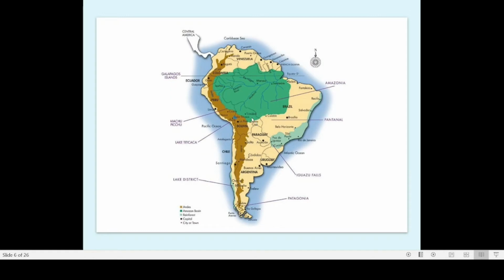This is Bolivia, and this is Peru, and this is Colombia, and Venezuela is also containing Amazon rainforest. What is the significance of this Amazon rainforest?